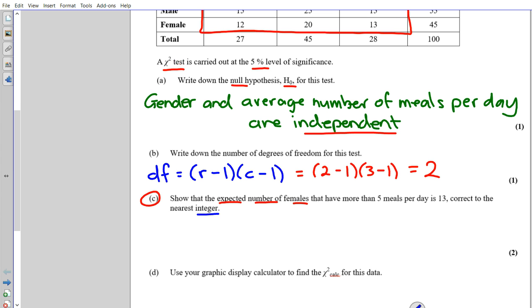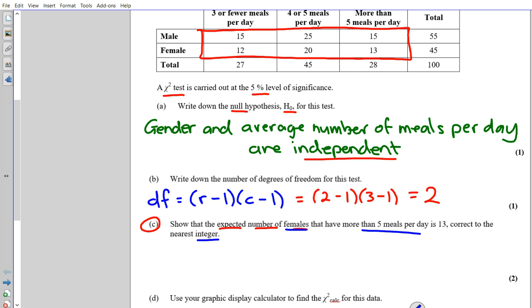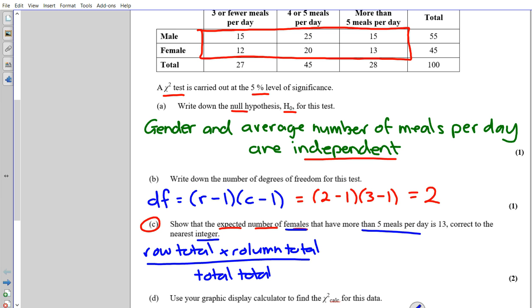So we've got to just prove that the expected number for female and more than 5 meals per day is 13. So let's see, female. What you've got to do is the row total, just to remind you, by the column total, divide by total. So remember, that's a multiply there. Sometimes people think it's an add.